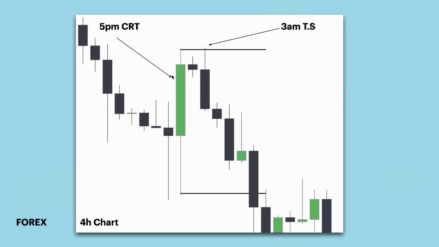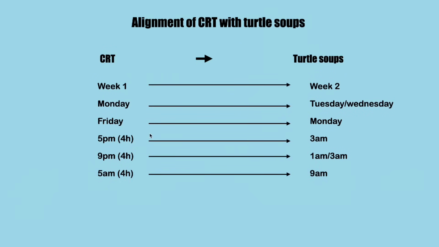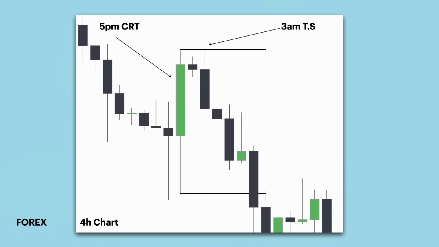If the CRT formed at 5 p.m., where will the turtle soup occur? If the CRT formed at 5 p.m., the turtle soup will form at 3 a.m. As you can see, the 3 a.m. turtle soup is on the 4-hour time frame, distributing to the opposite end of the range. If we go back, you can see the 5 p.m. 4-hour CRT and the 3 a.m. turtle soup. Exactly what happened here.